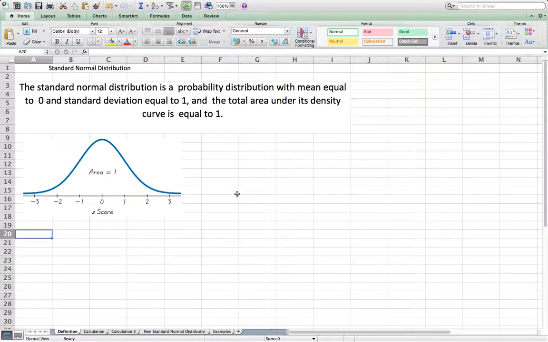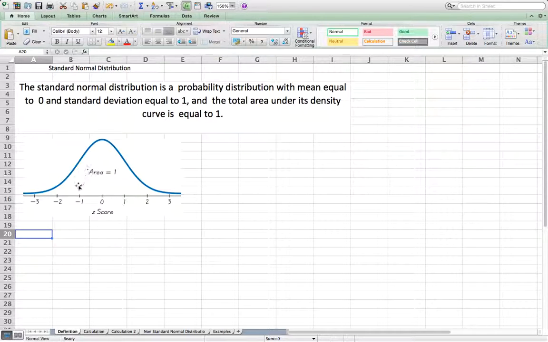This video is recorded to help my students understand the normal distribution and the basic calculations related to it. We start from the standard normal distribution. The standard normal distribution is a probability distribution with mean equal to 0 and standard deviation equal to 1, and the total area under its density curve is equal to 1.